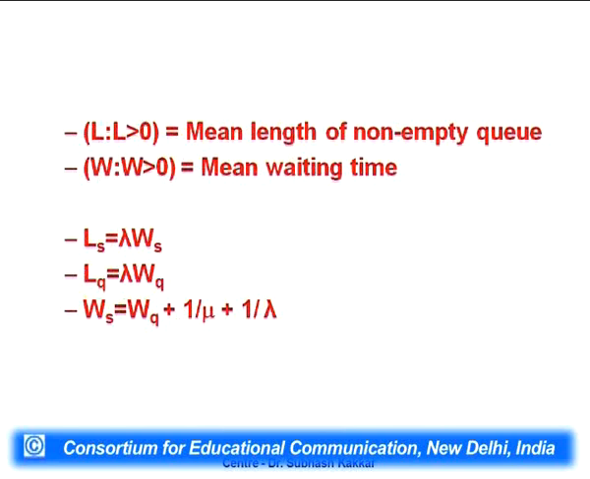And then we have other terms like L given L greater than 0, mean length of non-empty queue. When the number of customers is not 0, more than 0 means 1 or more, then it is the mean length of the non-empty queue. And similarly, W given W greater than 0, which means mean waiting time. When it is 0, the customer will not have to wait. If it is more than 0, only then the customer will have to wait. That is why we call it W greater than 0, mean waiting time. Now, we will discuss some of the formulas.